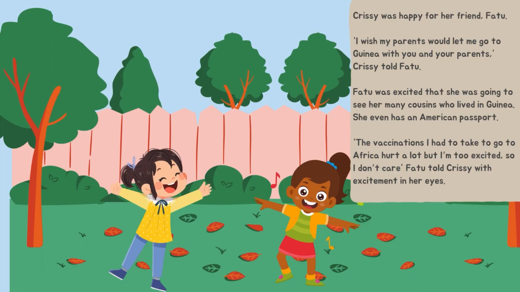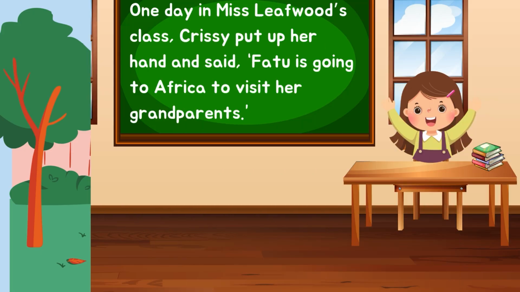Chrissy was happy for her friend, Fachu. "I wish my parents would let me go to Guinea with you and your parents," Chrissy told Fachu. Fachu was excited that she was going to see her many cousins who lived in Guinea. She even has an American passport. "The vaccinations I had to take to go to Africa hurt a lot, but I'm too excited, so I don't care," Fachu told Chrissy with excitement in her eyes.